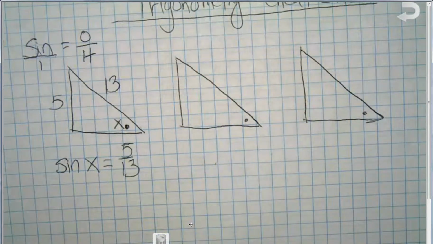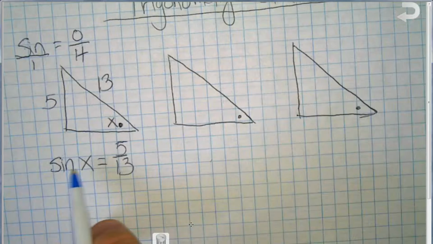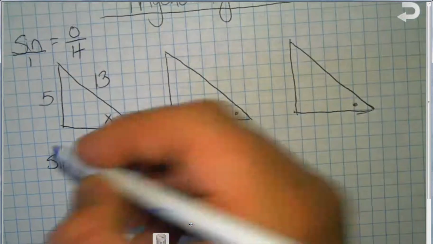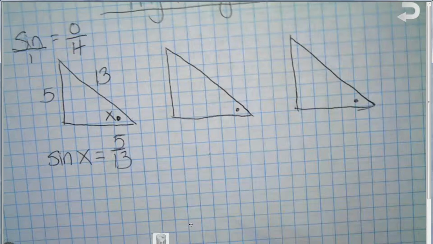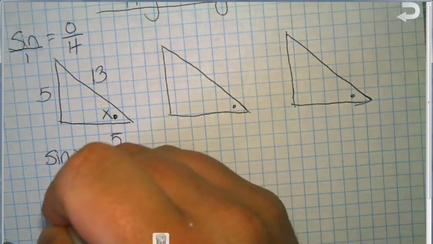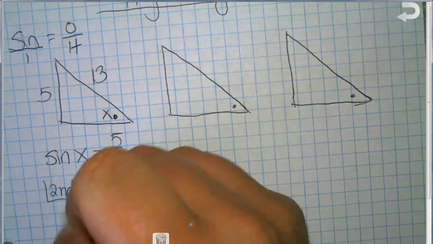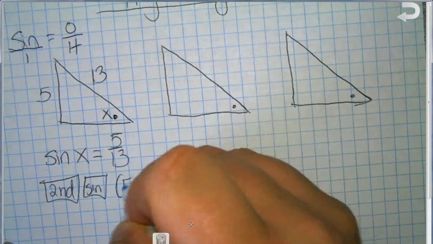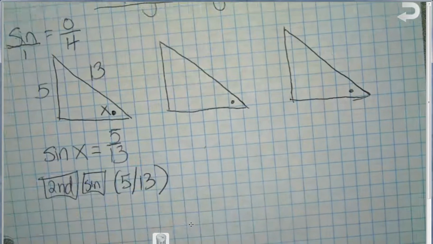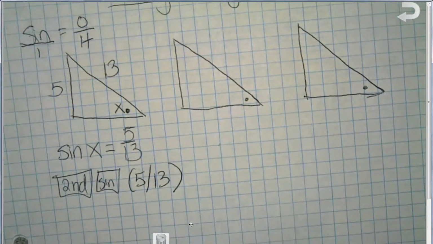Whenever the x is next to our sine, this is when we use the inverse in our calculator. So you are going to type in your calculator, I'm going to put the buttons here, second sine, and then parenthesis 5 over 13, close parenthesis. So whenever we're missing the angle, we're going to use the inverse. Okay?